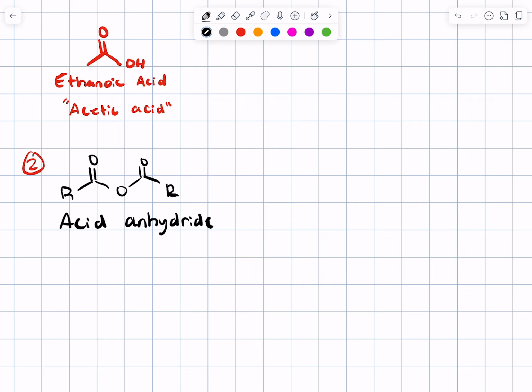And the suffix that this will get is oic anhydride. Now, yes, there are 2 R groups on here, and you would need to name and specify those, but we're not going to worry about that right now, if that's okay. Fortunately, they're almost always the same, and I don't actually care about naming anhydrides anymore.